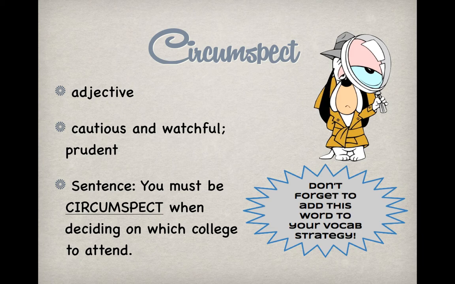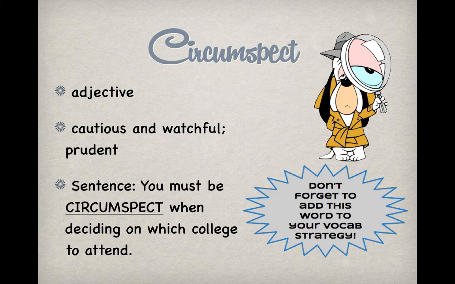The sentence in your book reads, despite her mother's reminder to be circumspect on the way to her grandmother's house, Little Red Riding Hood reveals her destination to a friendly wolf. Again, it means cautious or watchful. And don't forget to add this to your vocab strategy as well.